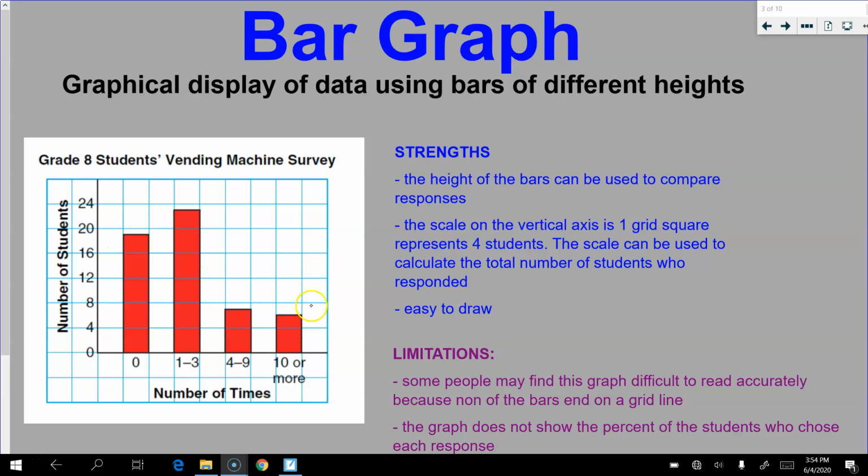Limitations include some people might find this graph difficult to read accurately because none of these bars right here are ending right on the grid line to read across. So they have to figure out there's 4 in between here, so this would be 5, 6, 7. So it's not a quick look and read. And the graph does not show the percent of the students who chose each response.